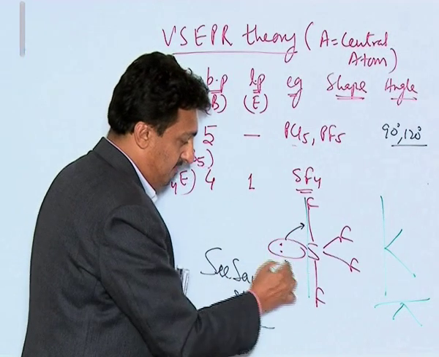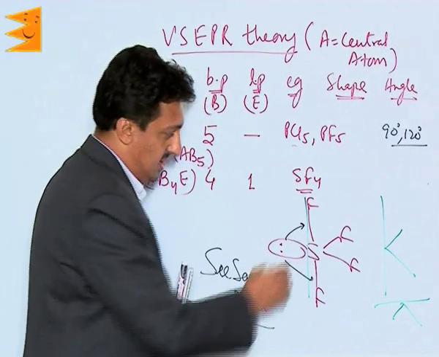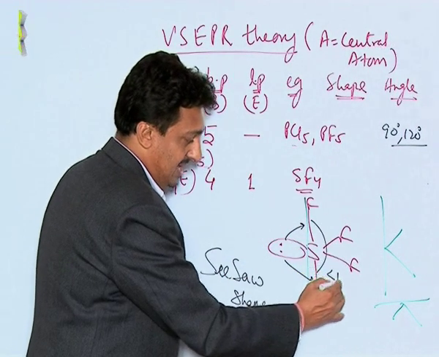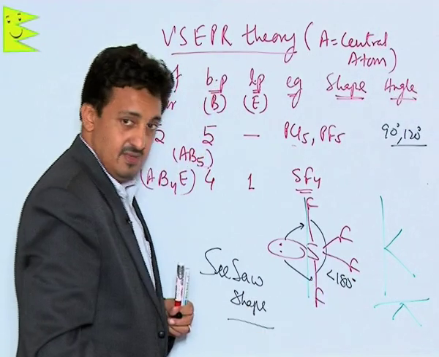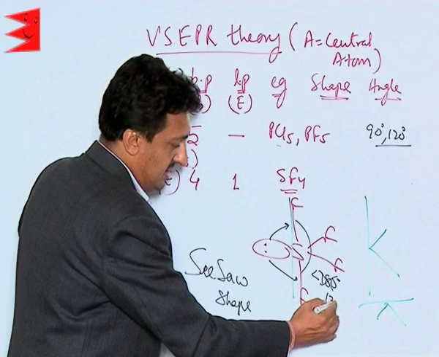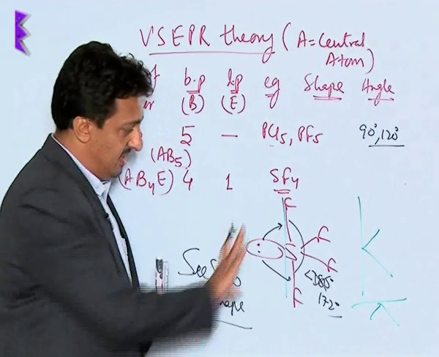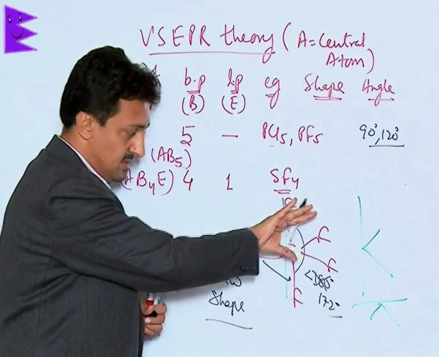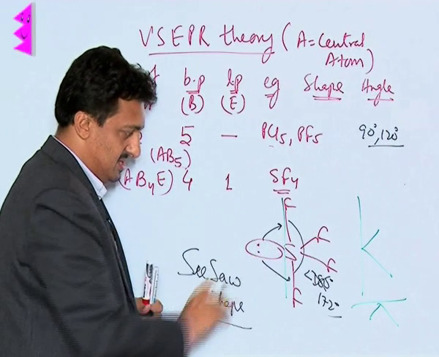Due to these lone pair bond pair repulsions, this angle is less than 180 degrees. It is found to be, in this case, 172 degrees. They get slightly bent like this. And this is what the system is.